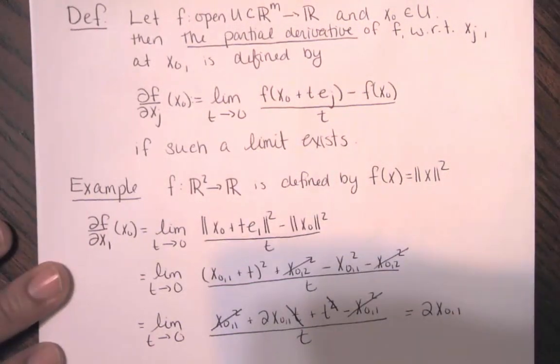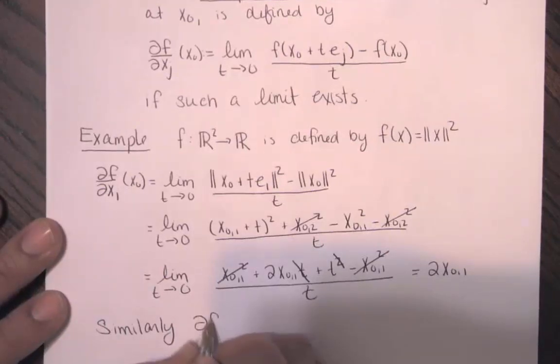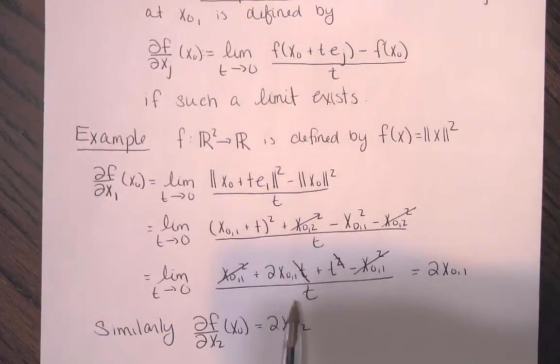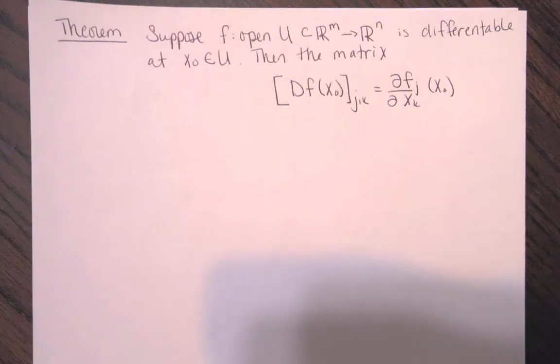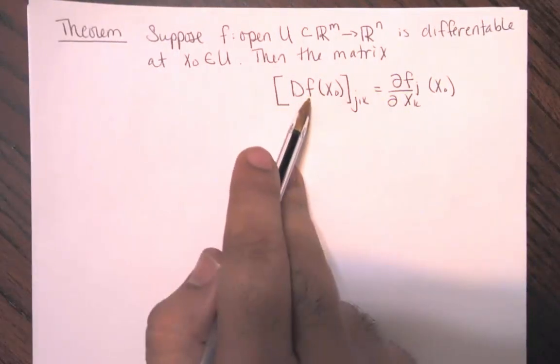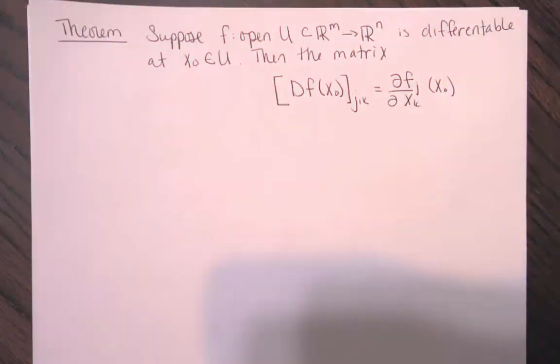And similarly, the derivative of f with respect to x2 at x naught equals 2 x naught comma 2, and it would be a good exercise to recreate these steps, but taking the partial derivative in the second direction. So if a function is differentiable, we can actually use the partial derivatives to make the entries of our derivative matrix.